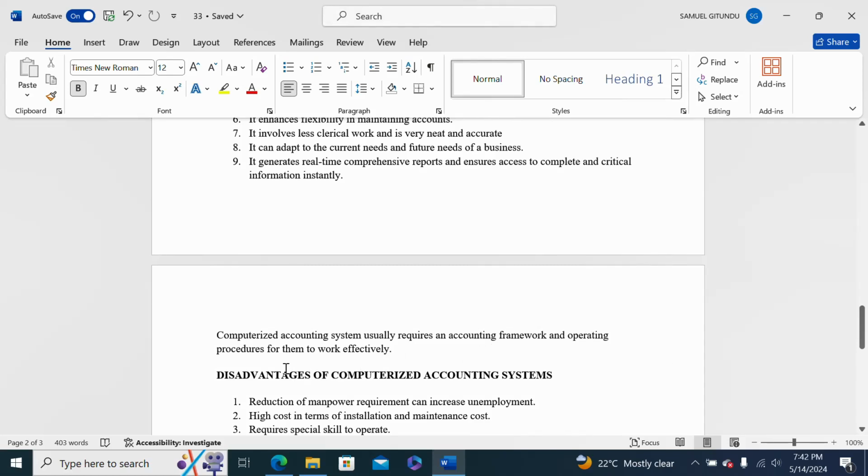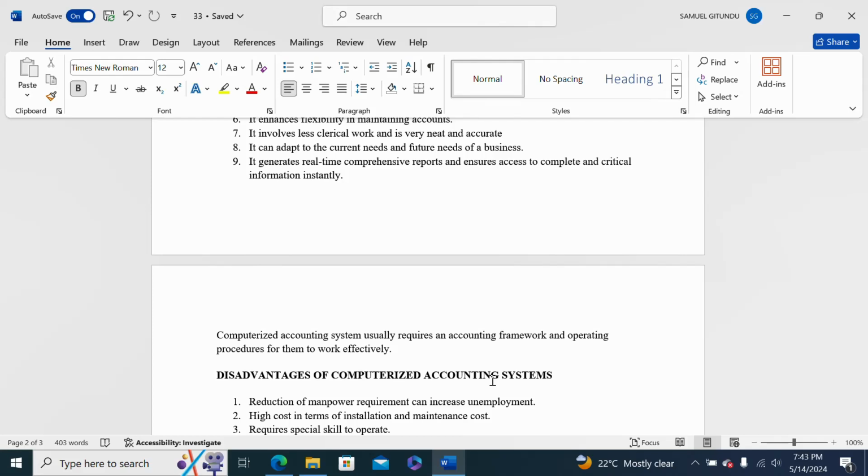And so we go now to the disadvantages of computerized accounting system. What are the disadvantages of this computer? We have discussed the features and also the advantages of computerized accounting system, and also the objectives. Objectives can also be taken as the advantages of computerized accounting system. But despite all those advantages, there are disadvantages of computerized accounting system.